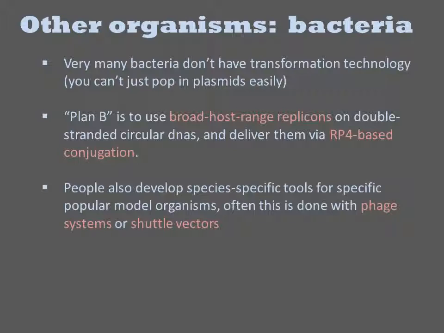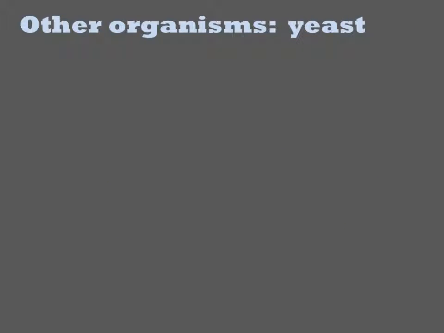People often develop species-specific tools for particular organisms of interest. Often this is done by tweaking phage native to the organism or through the construction of shuttle vectors. Shuttle vectors are plasmid DNAs that contain both an E. coli origin of replication and one that works in the recipient cell.